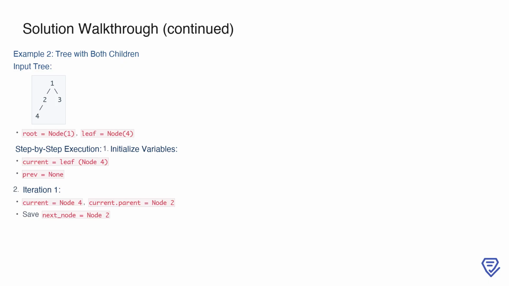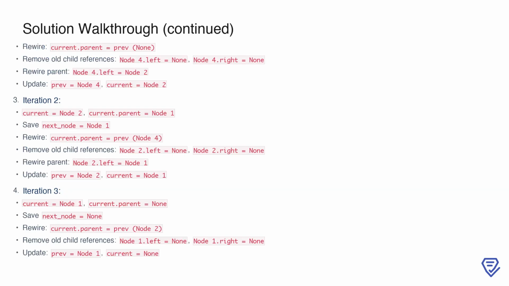The tree transformation is complete, and the final tree is rooted at node 3, with node 2 as its left child and node 1 as the left child of node 2. Now, we examine a tree that includes both left and right children. The input tree has node 1 as the root, with node 2 and node 3 as its left and right children respectively. Node 2 itself has a left child, node 4. The goal is to make node 4 the new root.